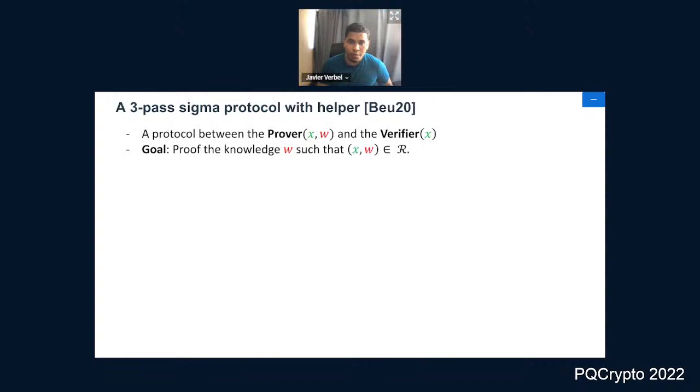So we use this paradigm, which was introduced by Beullens in 2020. Basically here we have a Sigma protocol. And in a Sigma protocol, we have a prover and a verifier. The goal is that the prover wants to convince a verifier that he holds a witness W, which is related with a public value X, such that the pair X, W belongs to a set of relations. And here the helper is just a third party, which is trusted by the prover and the verifier, that will perform a previous computation so that the prover and the verifier can achieve their goal.